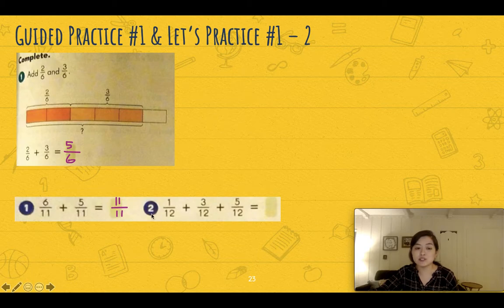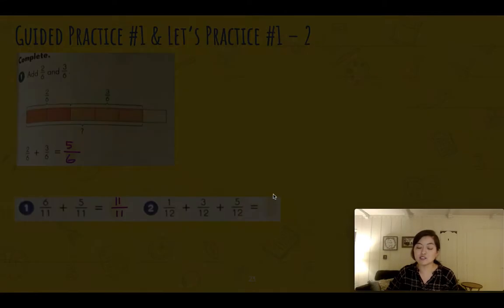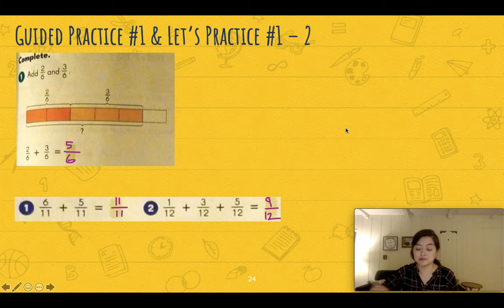Let's try number 2. So let's see here. These are all like fractions because they have the same denominator of 12. So my answer will have 12. And all I need to do is add the numerators. 1 plus 3 plus 5. 1 and 3 make 4. 4 plus 5 make 9. So my answer is 9/12.